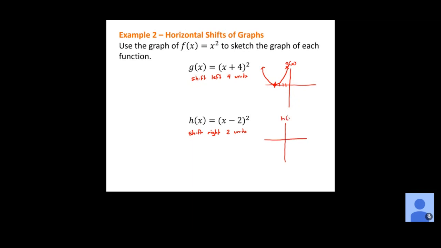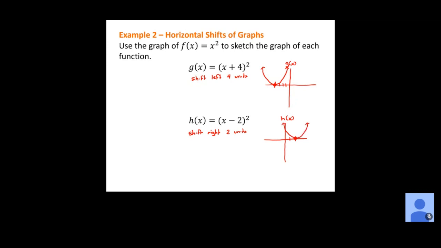Still basing it off the x squared graph this time. So where's our vertex going to end up if we shift to the right 2 units? At (2, 0). Good. Positive 2 on the x-axis puts us right here. And then again, it's just going to open upward. Get something like this. Right?